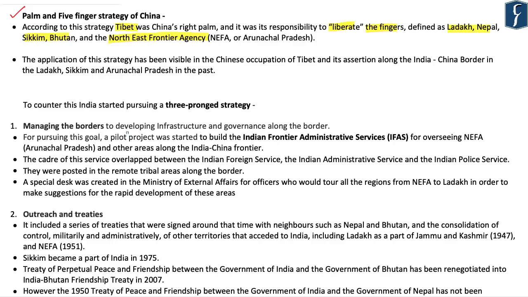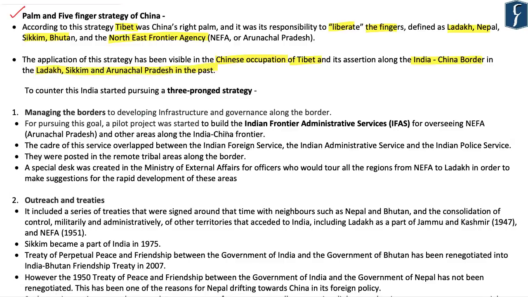Furthermore, the application of this strategy by China is very much visible in China's occupation of Tibet and China's assertion along the India-China border in areas of Ladakh, Sikkim and Arunachal Pradesh in the past as well. However, to counter China's palm and five-finger strategy, India also developed a three-pronged strategy. The first prong, or the first phase of this strategy, was to manage its border so that we can develop infrastructure and governance along the India-China border.